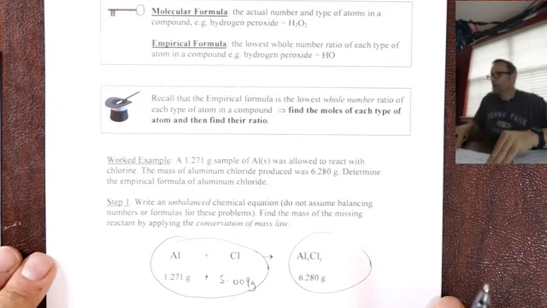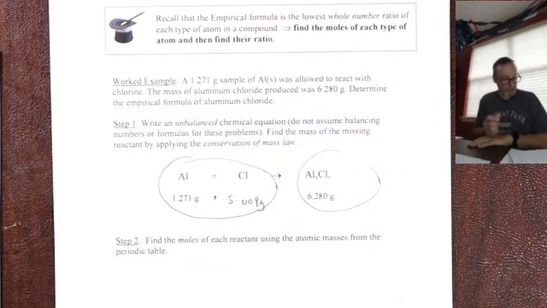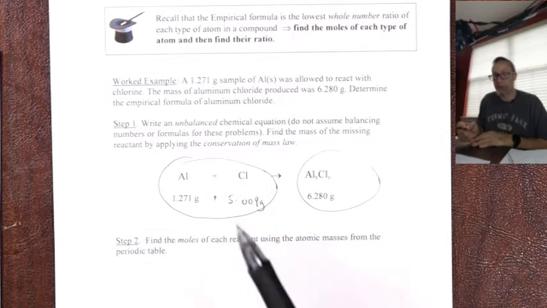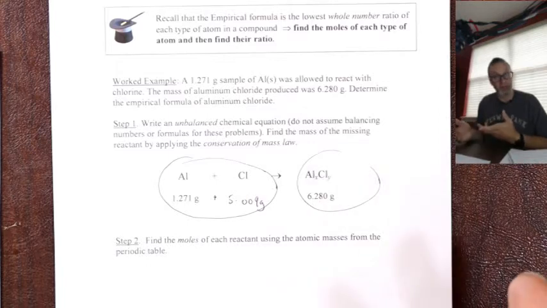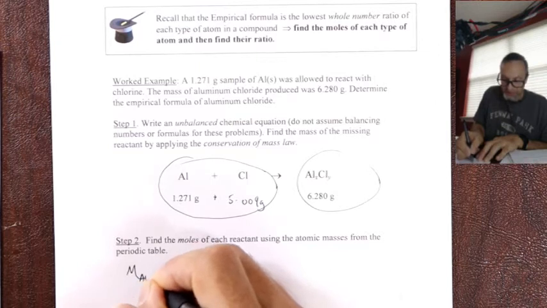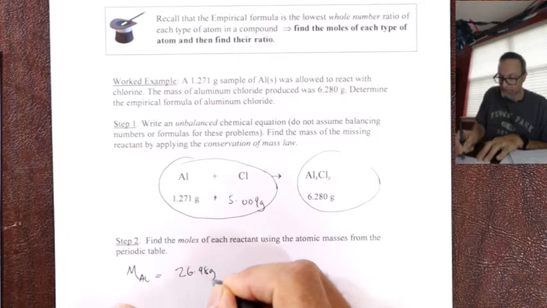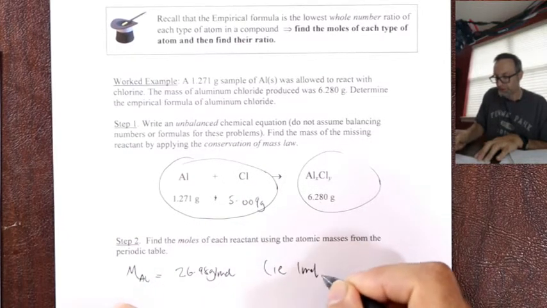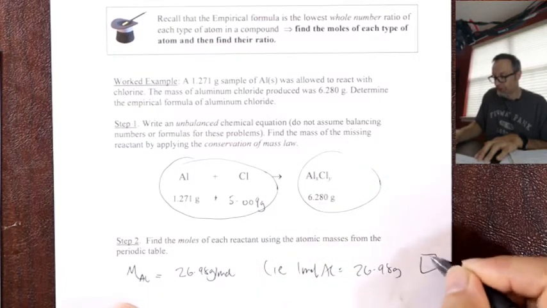Now, here's the cool part. Because we have the atom types and the masses, we can just figure out how many moles of each atom we have. So we need to use the periodic table to do that. From the periodic table, the molecular weight of aluminum, if I just look in the periodic table, and you can do this, is 26.98 grams per mole. That's a conversion factor, i.e. 1 mole of aluminum is 26.98 grams. Remember, that's just the box.